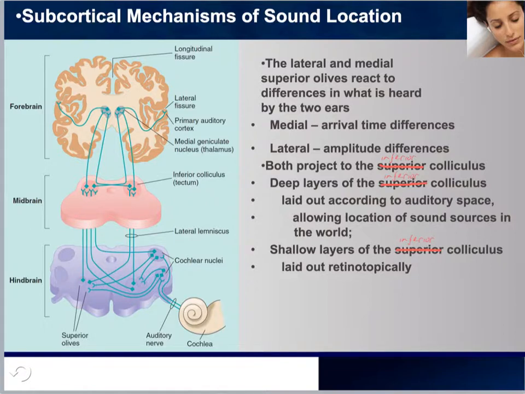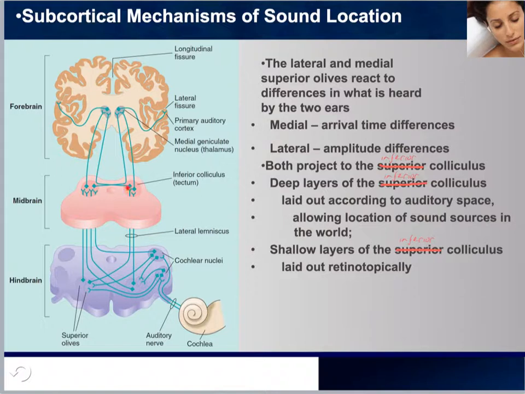From there, they would both project over to the inferior colliculi. Please note that I made a mistake here, and I unintentionally wrote the superior colliculi here, and I kept writing that, so I've made the correction there, and I've written that I meant inferior. Please note that again, from the superior olives, depending on what you heard, we would synapse over to the inferior colliculi in the midbrain.